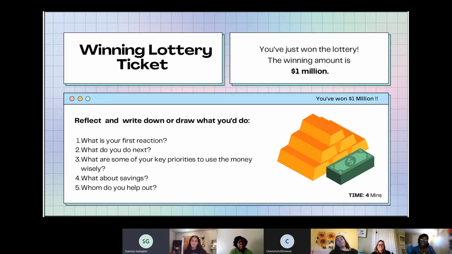And as far as what I would do, honestly, I don't know what I would do. I'd probably just put it in a bank, live off the interest for a while until I could really figure out who it would help out and stuff like that.